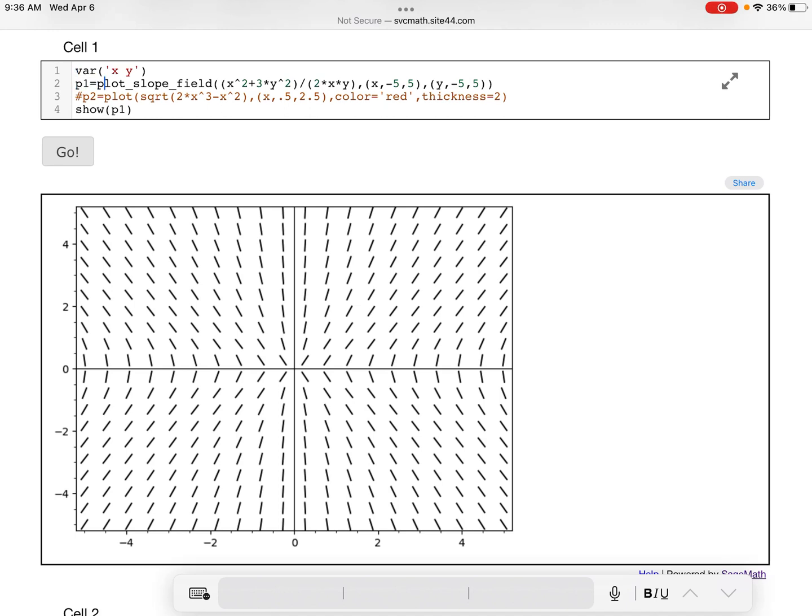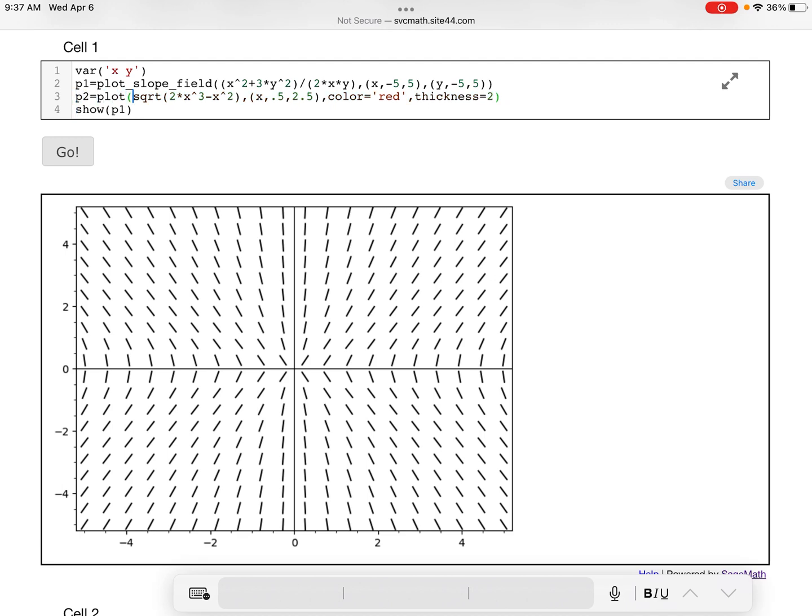P1 is a graphic object that's plot slope field, and here was our y prime, x squared plus 3y squared, all divided by 2xy. I plotted it from -5 to 5 on both the x's and y's, and then the next line is commented out with this pound sign. I just want to show what P1 is, and if I evaluate it, there's what my slope field looks like. Now I can create another graphic, let's call it P2.